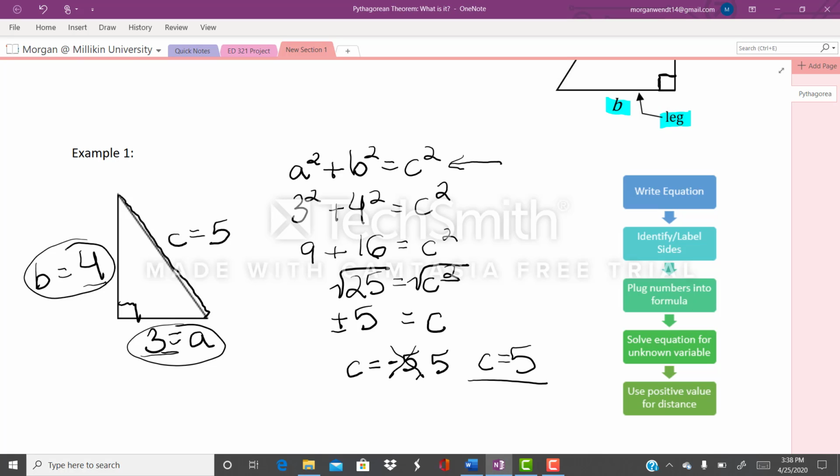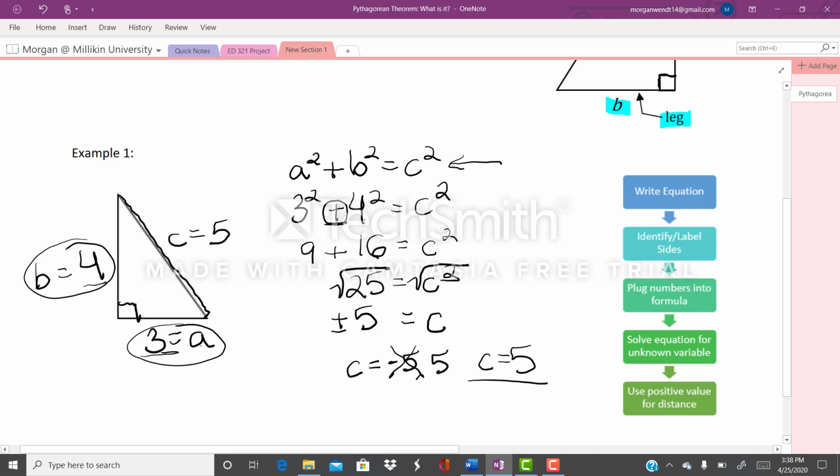After I wrote the equation, I identified and labeled the sides. I labeled my 3 as my A value and my 4 as my B value. So I have one leg equal to 3 and one leg equal to 4. Now I want to point this out to you all. It does not matter which leg is labeled B and which leg is labeled A, because this addition right here is commutative. We will end up adding the squares of those two numbers together.